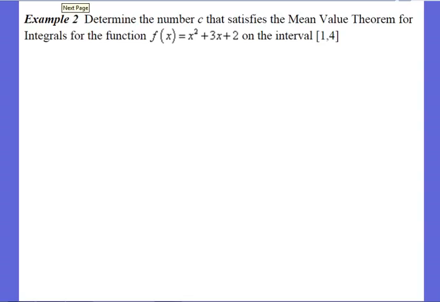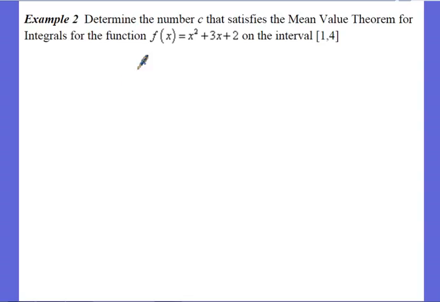All right. So notice here, for the most part, guys, when they want you to use the mean value theorem, they're going to straight up tell you, use the mean value theorem. Or sometimes they abbreviate it as MVT. So MVT, mean value theorem, means use the thing you just learned, or the formula that we just talked about. It says, determine the number c that satisfies the mean value theorem for integrals for the function f of x equals x squared plus 3x plus 2 on the interval 1 to 4.